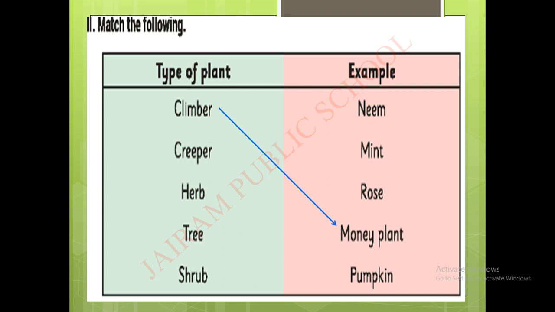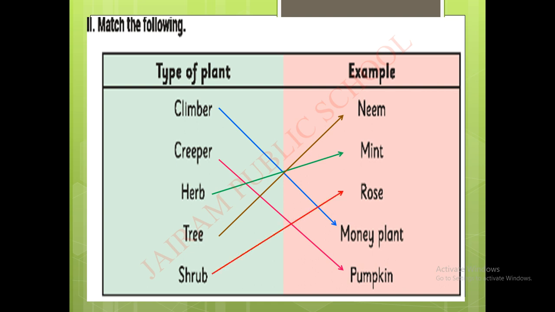What is the second one? Creeper. The creeper example is pumpkin. Next one, herbs. The herbs example is mint. Next, tree. The tree example is neem. Next, shrub. The shrub example is rose plant. Yes, absolutely right. The answer you guessed is correct. Now can we go for the next one?